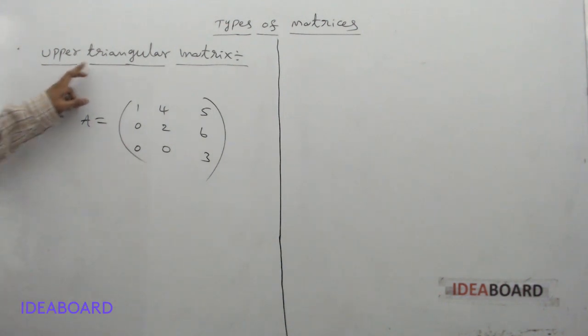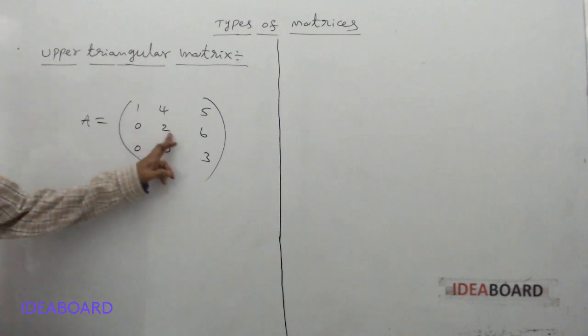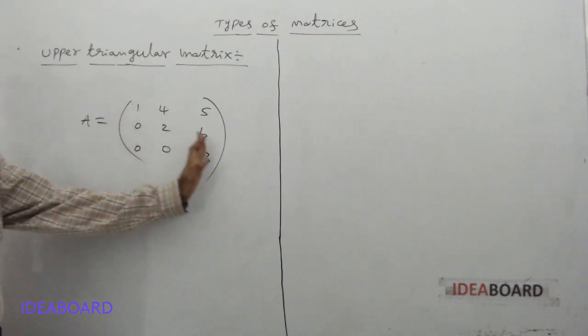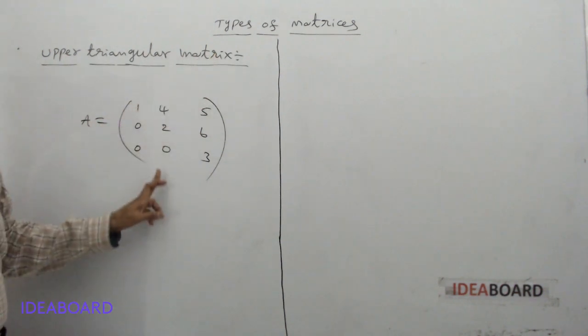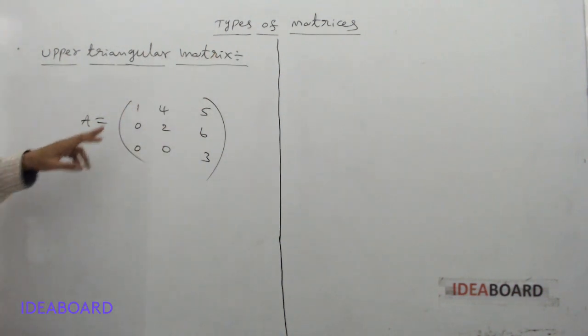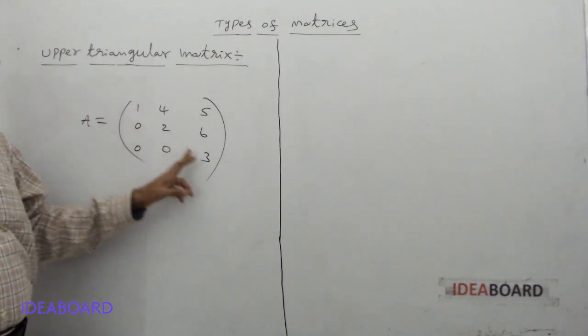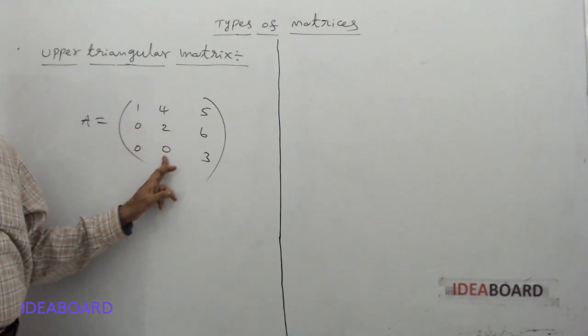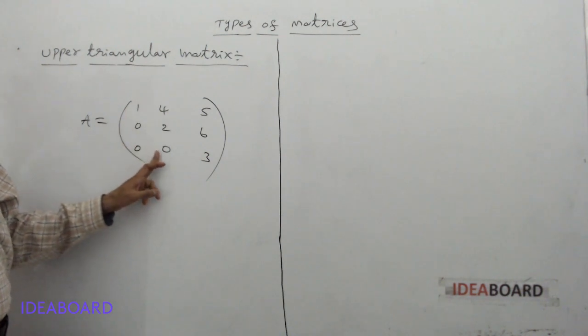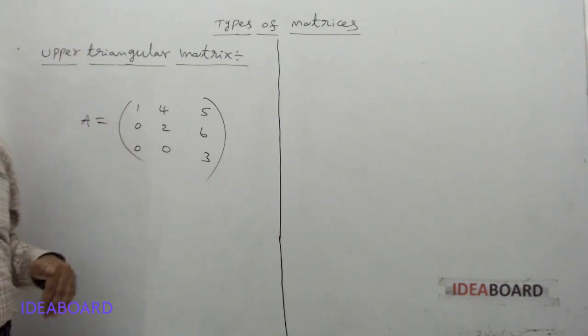So the definition of upper triangular matrix is a square matrix in which the elements below the principal diagonal are equal to 0. Here the principal diagonal elements are 1, 2, 3. Below that we have all the elements equal to 0. So we say that this matrix is said to be an upper triangular matrix.